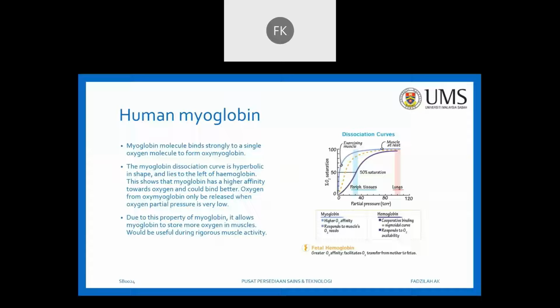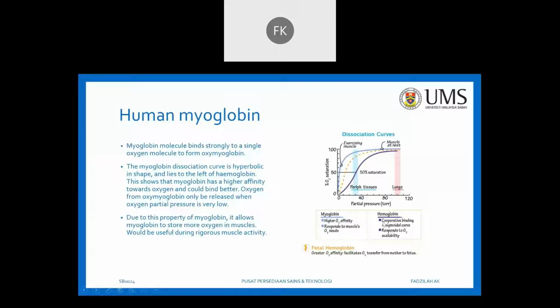Due to this property, myoglobin is able to store more oxygen in muscles. This would be useful during rigorous muscle activity. So, we can compare myoglobin versus hemoglobin. Myoglobin has a higher oxygen affinity and responds to muscles in need of oxygen.